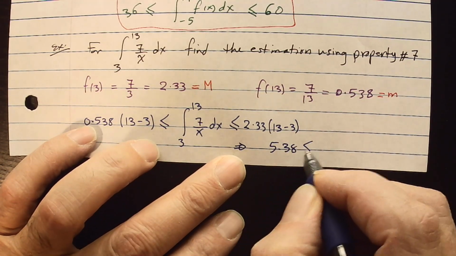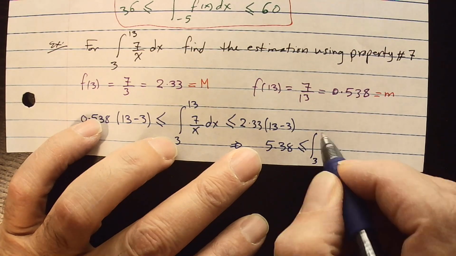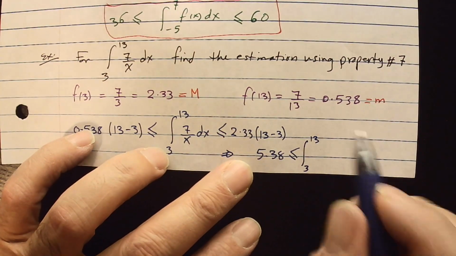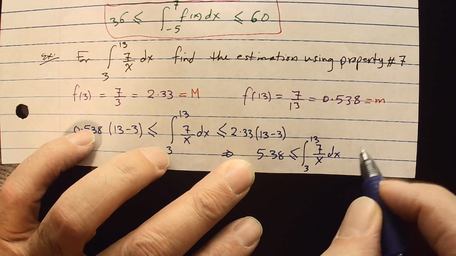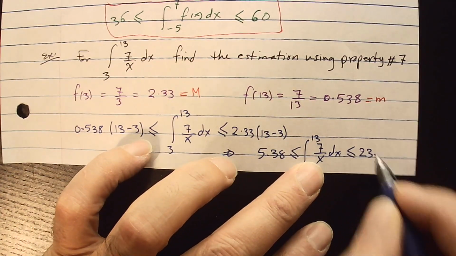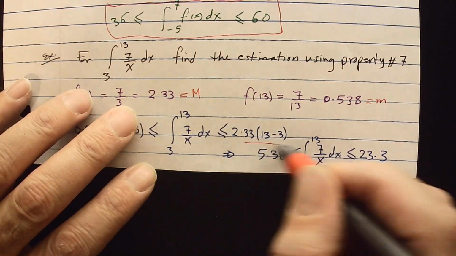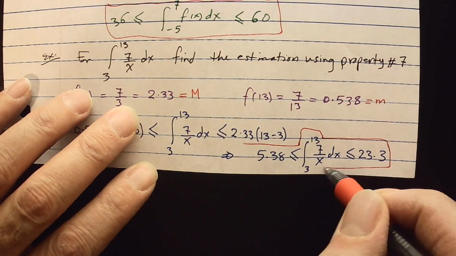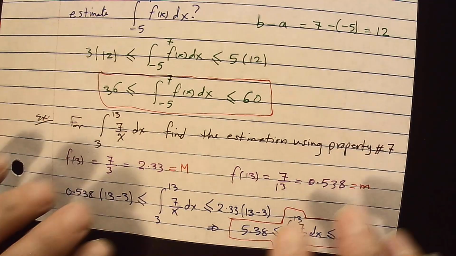And if we simplify this, we can get 5.38 less than or equal to the integral from 3 to 13 of 7/x dx, less than or equal to 23.3. And this is the estimation according to the inequality that we did before. That's it.